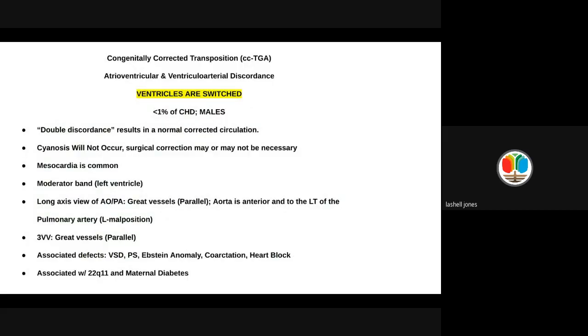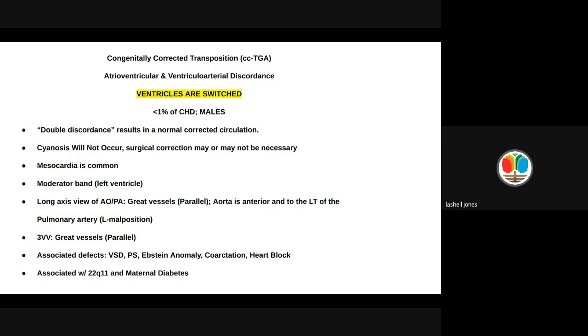All right. Now with your congenitally corrected transposition, the ventricles are what's switched. So it's known as CCTGA. There's atrioventricular and ventriculoarterial discordance. It's pretty rare to see this one. It is more common in males. There is a double discordance, so it results in normal circulation, but your ventricles are switched around. Cyanosis will not occur. It's still important to recognize this, but the babies won't be blue upon delivery. Surgical correction may or may not be necessary, it really just depends.